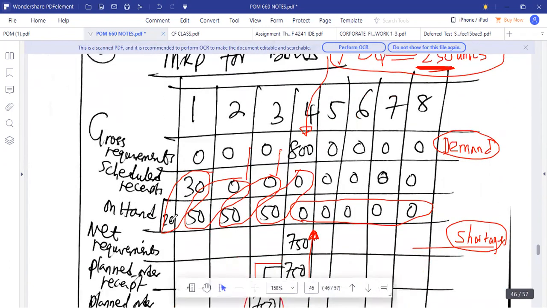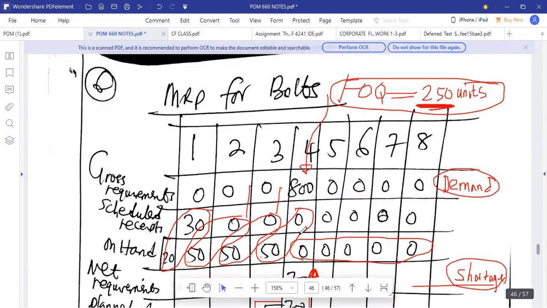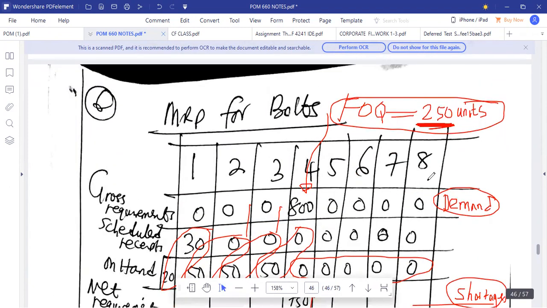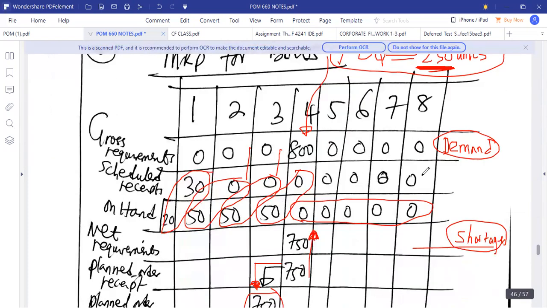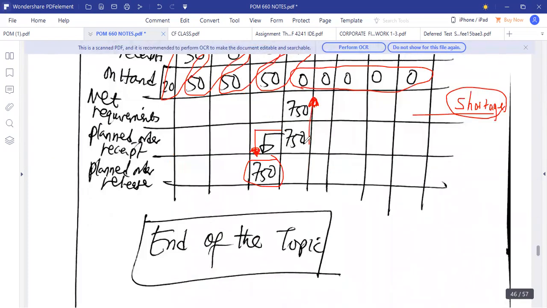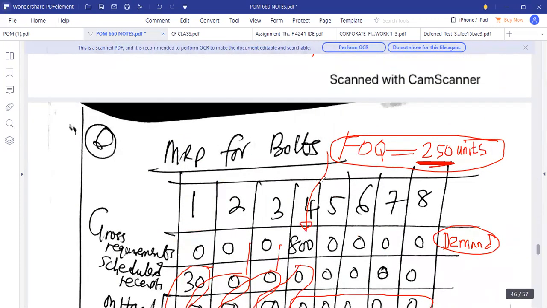So we are ordering in multiples here of 250. This is why you're getting 20 plus 30 minus that one is 50. 50 plus 0 minus that one is 50. And then here, the net requirement was 750. So the planned order receipt was 750. Why 750? Because we are ordering a fixed batch of 250, so we can order 3 batches of 250, which is 750. And the lead time was 1. So this is how we came up with this MRP for the bots.